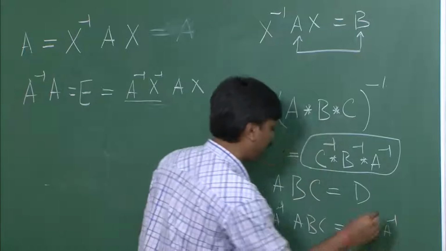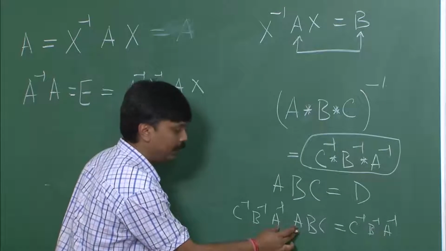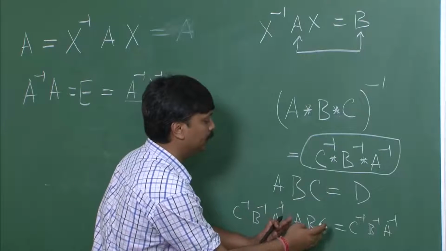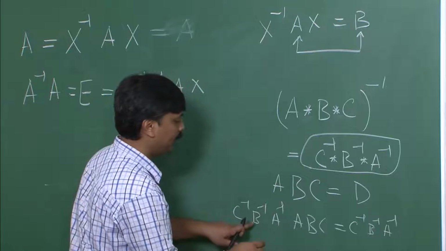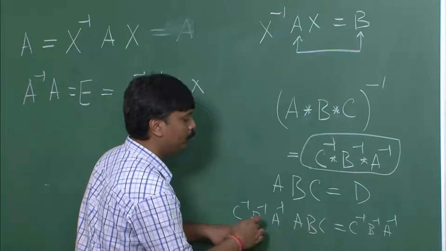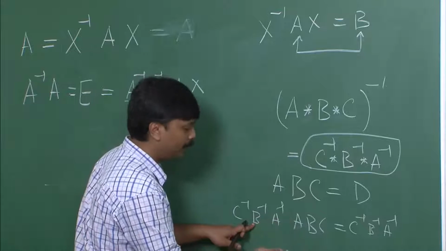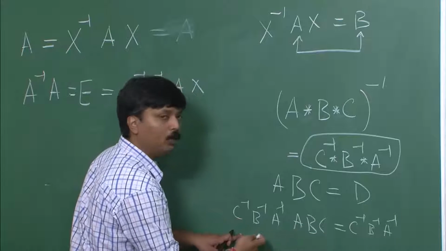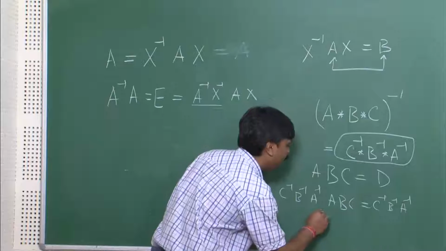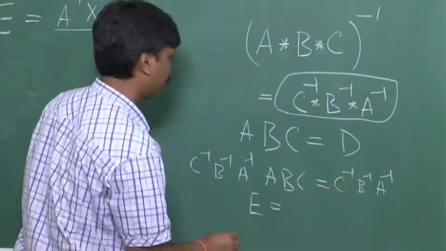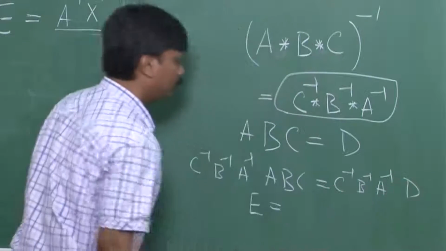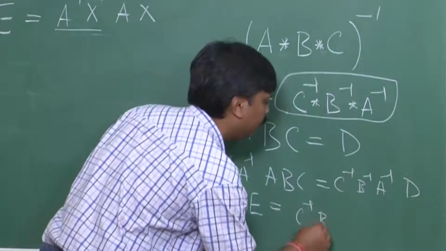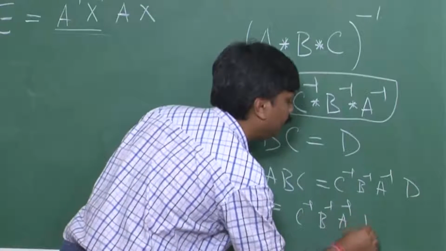A inverse, right? Now A inverse A is identity. So identity when it's operating on this B and C gives B and C. So then next I have B inverse B C. So B inverse and B will give again identity, and we are left with C inverse. So that will also ultimately give identity. So ultimately what I have is identity equals to D. Okay. So that means C inverse B inverse A inverse D.